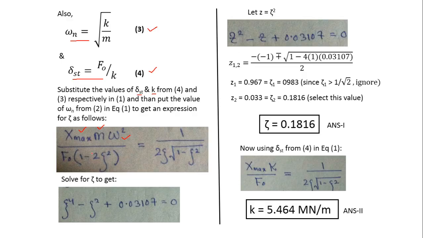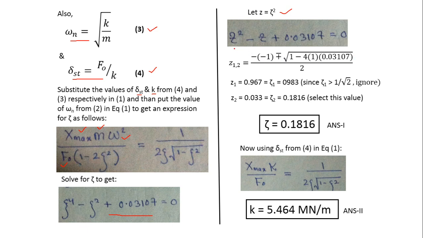So the only unknown in this expression is zeta. Every other variable is known. So by solving this expression for zeta, we end up with this equation. It is a quadratic equation. You can always assume that z equals zeta square, so that this equation will be converted into a quadratic equation of degree 2. So it will be z square minus z plus 0.03107.